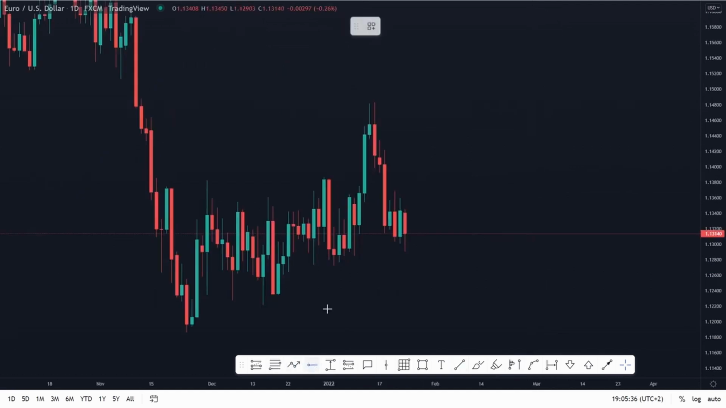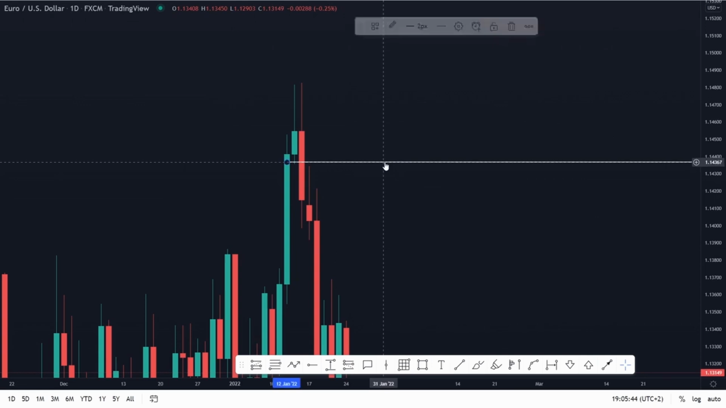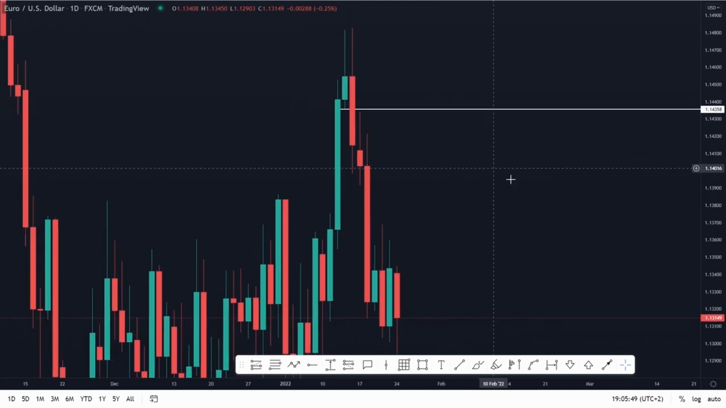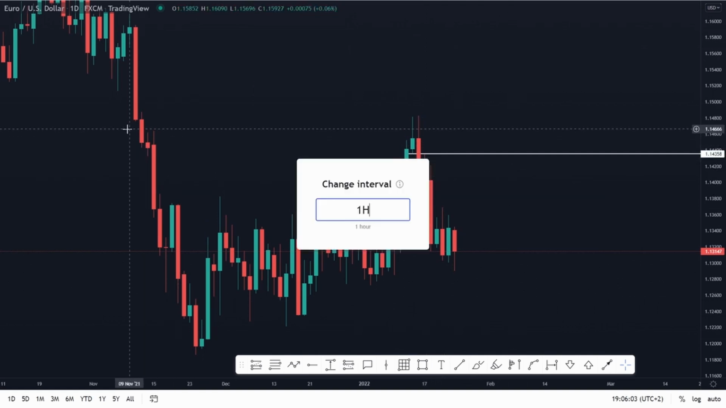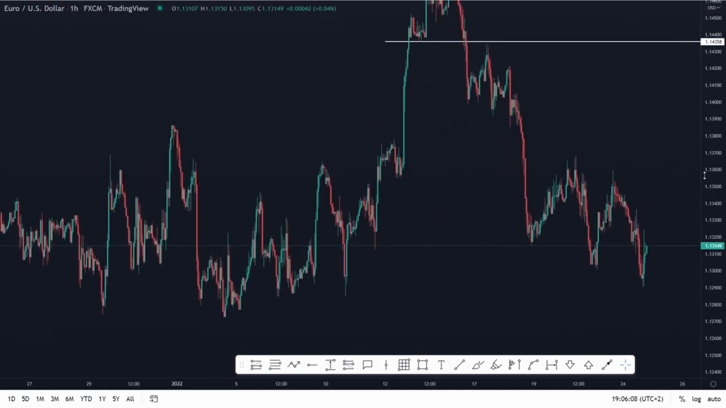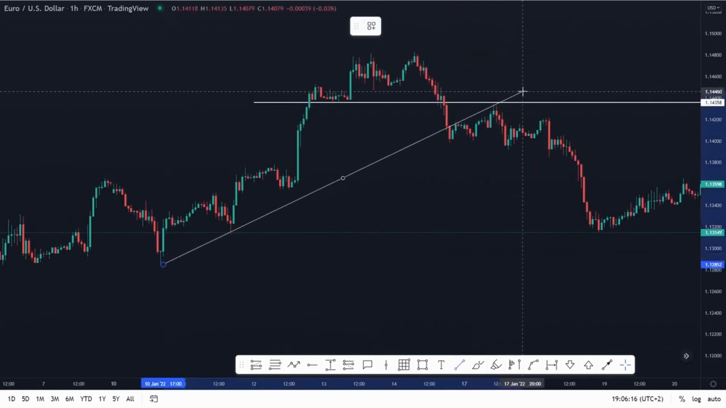I saw this engulfing candle over here. As you can see, there's a lot of space in between here. There's a small little space like this. So I just expected the market to come and retest this line over here and then go lower. So in this case, I just went to the 1 hour time frame. Made a trend line like this because this is our bullish trend that was broken.